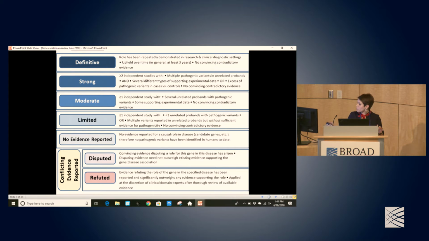One thing to keep in mind with all of these terms is that they are not reflective of the relative risk attributable to any of these conditions. So even if a gene disease pair is classified as definitive, that does not necessarily mean that variation within that gene definitely causes a specific phenotype. So don't confuse those two things.